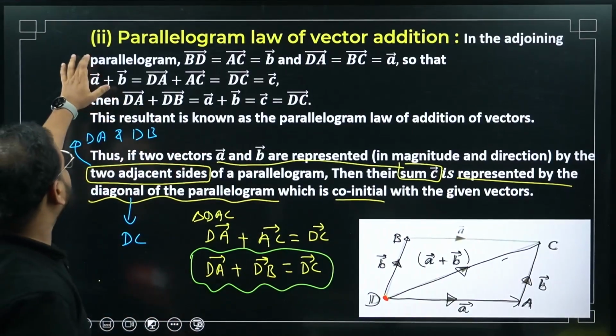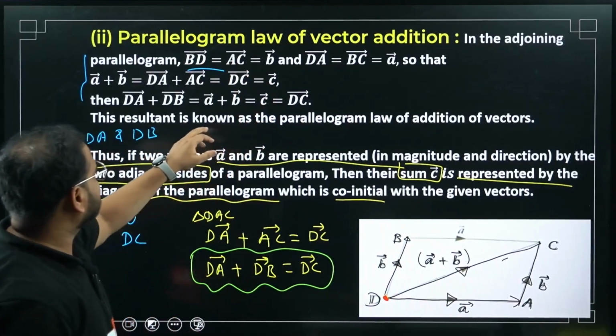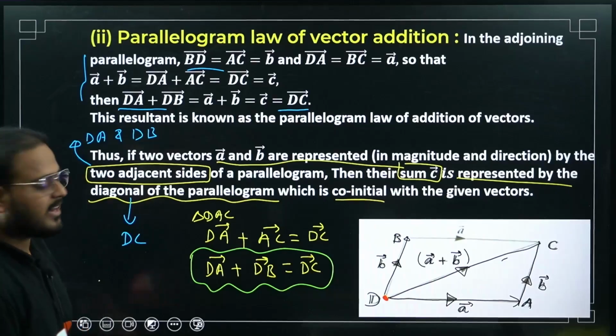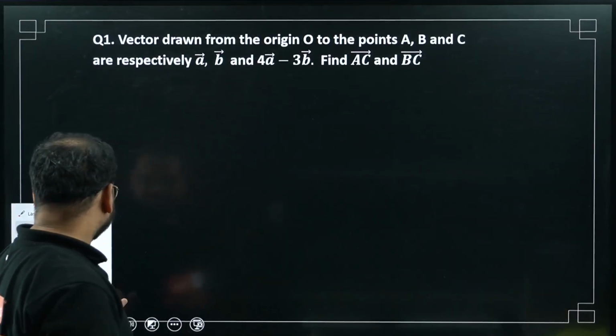Okay, same thing I think is written over here also. Have a look. BD equals to AC, correct? And then what we are getting finally, DA plus DB equals to DC. Right? Shall I move on? Yes. Question number 1. Let's solve it.